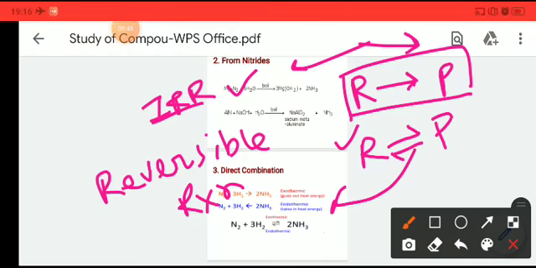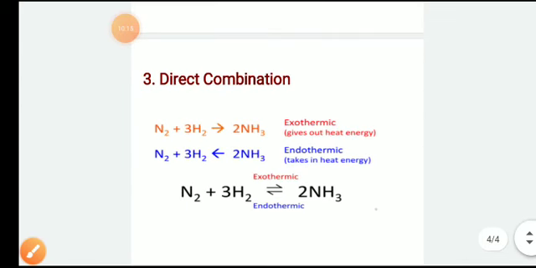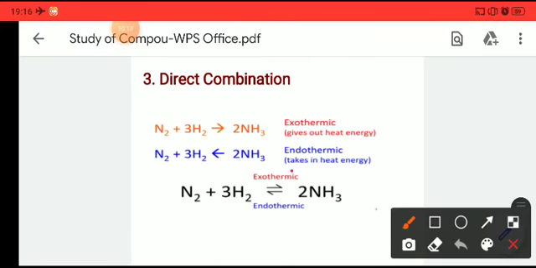Okay, but in case of a reversible reaction, this is a two-way reaction, so we can produce the product from reactant, as well as we can produce reactant from the product as well. So this reaction is called the reversible reaction, whereas the first one is called the irreversible reaction, where only the product will form from the reactant. The reactant will not form from the product. So this direct combination is an example of the reversible reaction. Here you can see the sign as well.